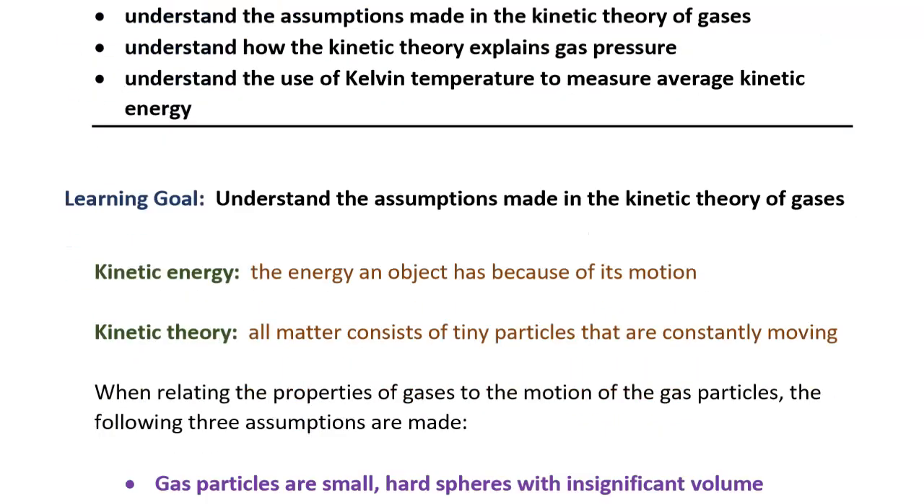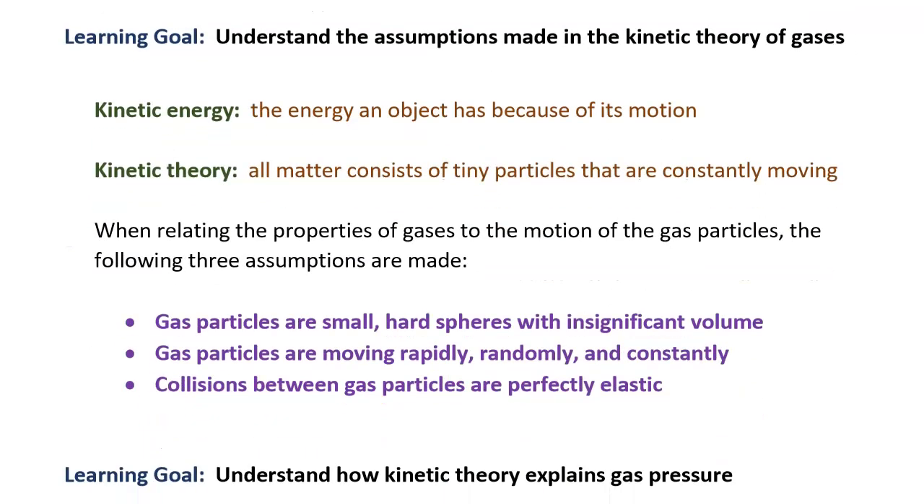Let's take a look at that first learning goal. Understand some assumptions made in the kinetic theory of gases. Kinetic energy is the energy an object has because of its motion. There's a theory called kinetic theory. It says all matter consists of tiny particles that are constantly moving. When relating the properties of gases to the motion of the gas particles, the following three assumptions are made.